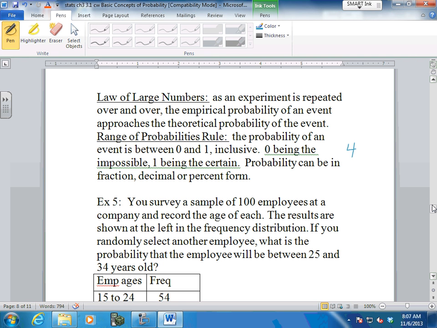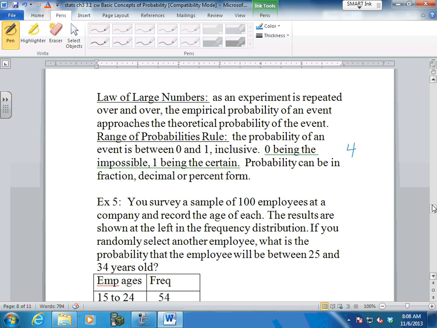Because I want to hit this one, because tomorrow this is what we're going to deal with. Law of large numbers. As an experiment is repeated over and over, your empirical probability approaches your theoretical probability. Your range goes from 0 to 1, and your probabilities can be in the form of a fraction, a decimal, can be a percent. When you say, what is the probability of rain today? Do I say 1 out of 3? I say 30%, right? So percent works for a lot of the probabilities that we do. Percent from our tables, from our charts, those were your probabilities. Percentiles, probability of something happening.